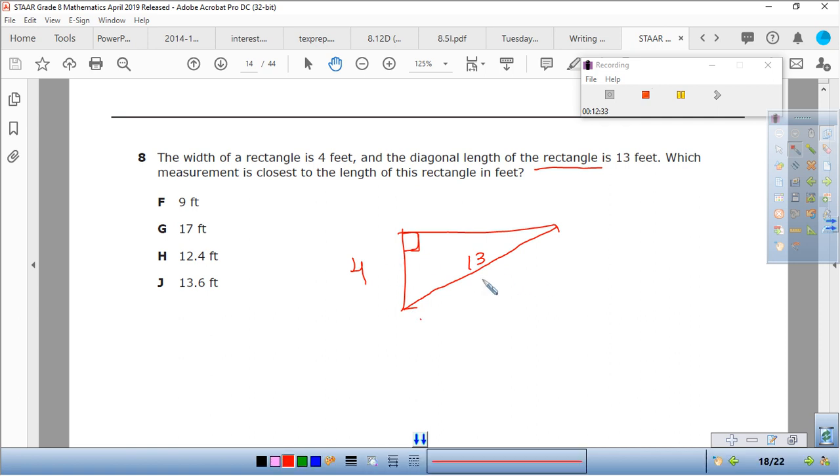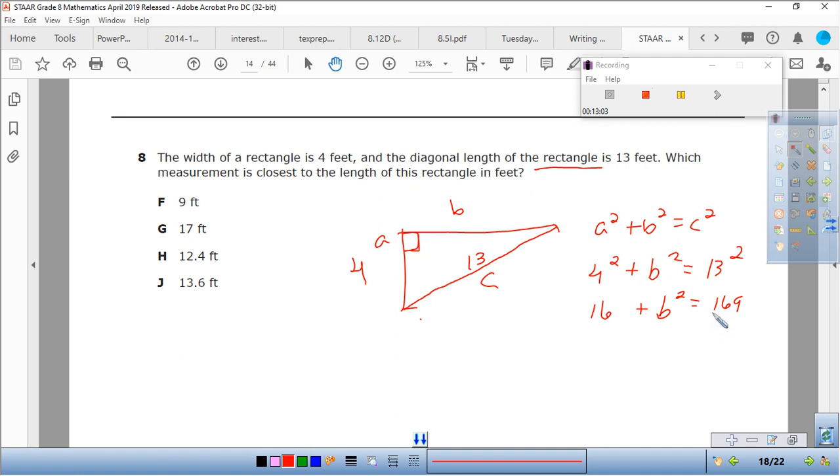If you don't mind, for sure, this one's going to be a C. I'll go with A, and this will be B. So you want to use A squared plus B squared equals C squared. What's the measurement? Which measurement is closest to the length of the rectangle in feet? So we'll set it up like this. We're going to go with 4 squared plus B squared is equal to 13 squared. Luckily, I know these numbers. 16 plus B squared is equal to 169.